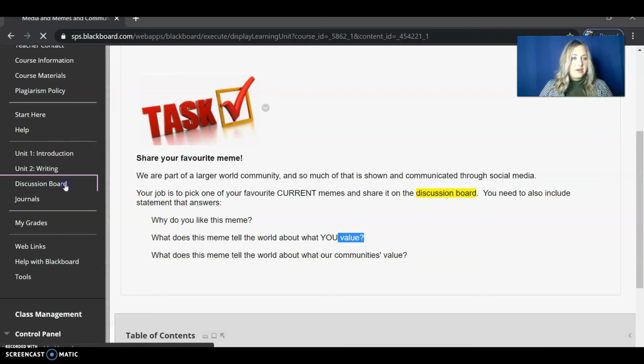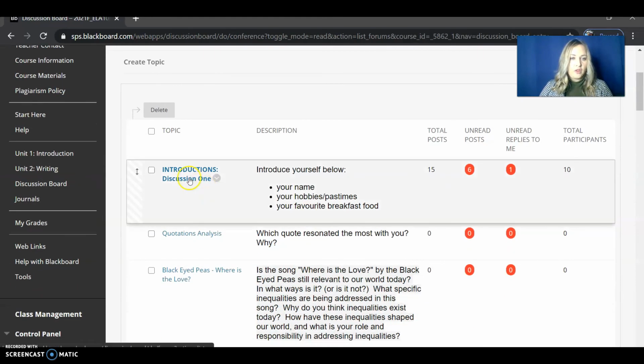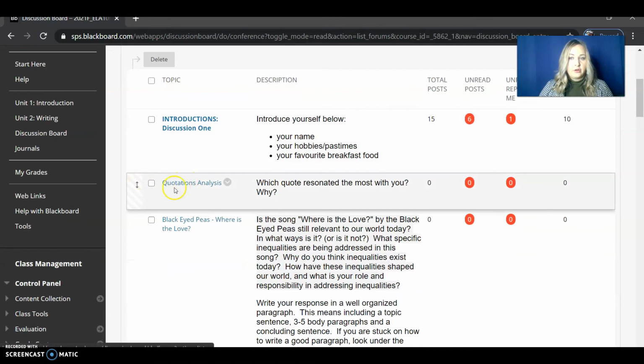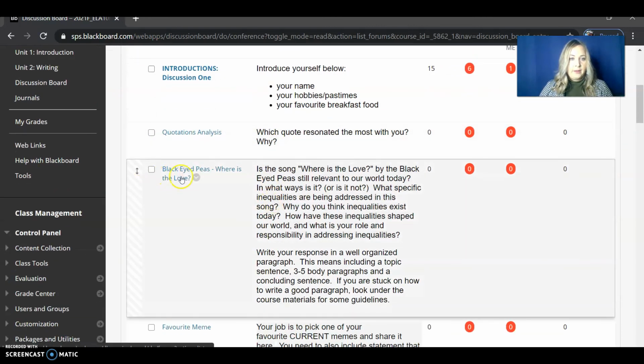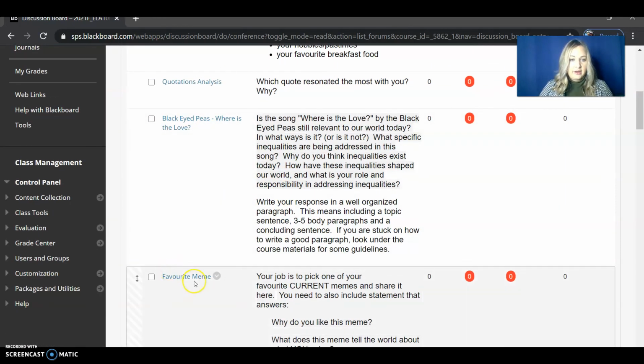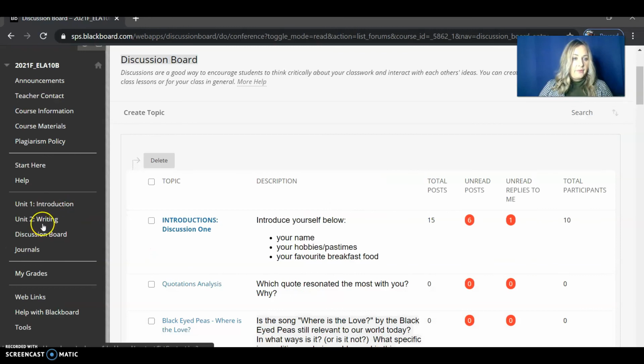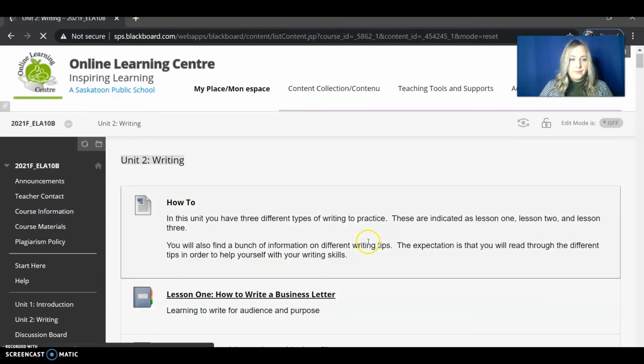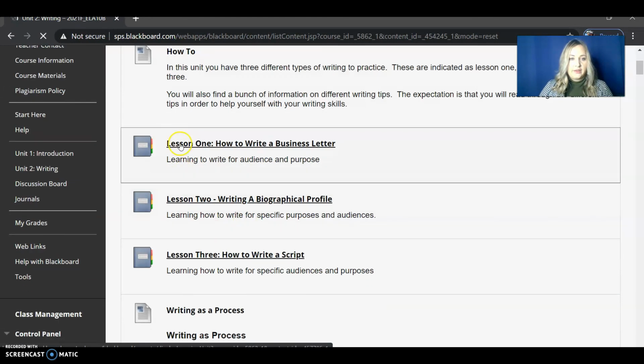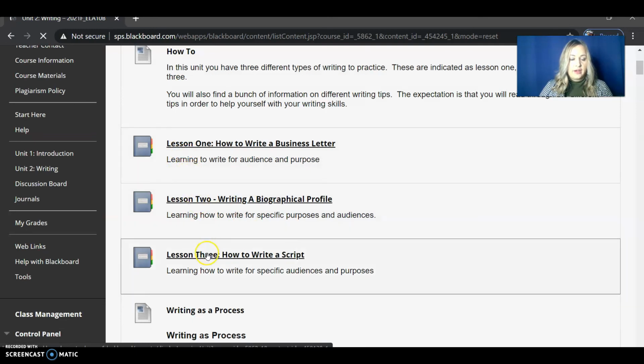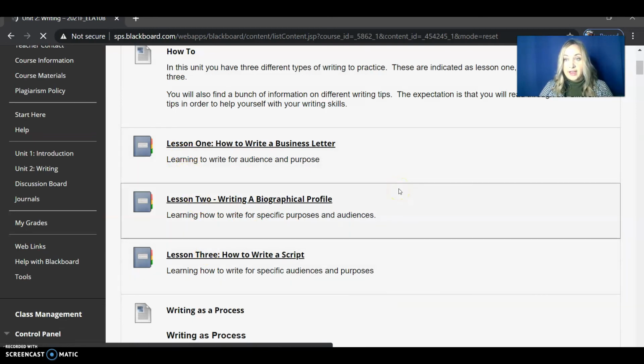So again, that's here on our discussion board: your introductions here, your quotations analysis here, Black Eyed Peas here, and your favorite meme here. And that is the work that you have for today. If you want to work ahead, you can start on Unit 2. This is where you'll find that. We have lesson 1, 2, and 3. If you look back at the calendars, you'll see the due dates for all 3 of these assignments.